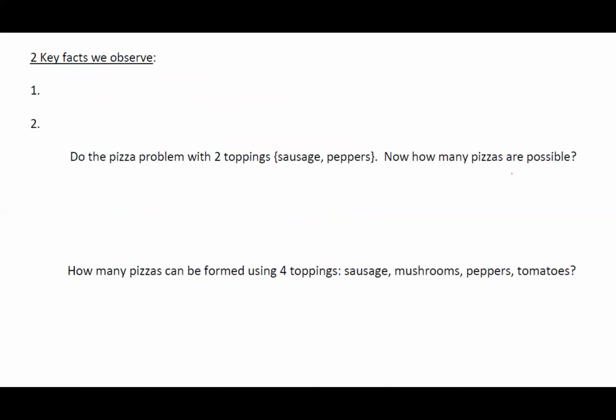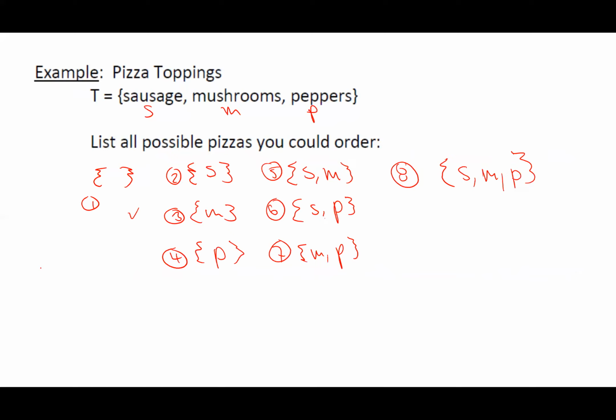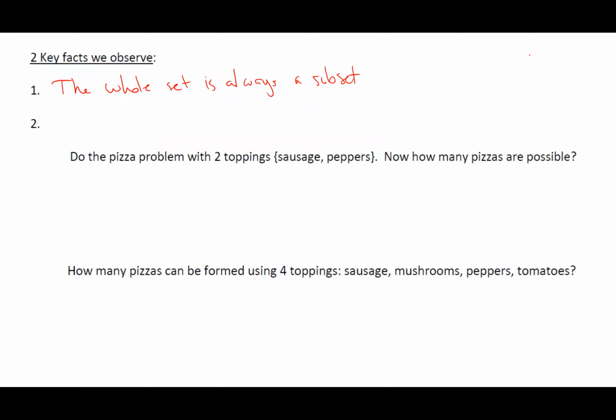Now, there are 2 key facts that we should be observing here. Number 1, the whole set is always a subset. If you think about this, what I've really done is ask you to construct all of the different subsets of S, M, and P. And we notice the set that's got everything on it, the universal set, all of my toppings in the universe, with only sausage, mushroom, and peppers as pizza toppings, not so bad. I have to include the universal set. So the whole set is always going to be a subset.